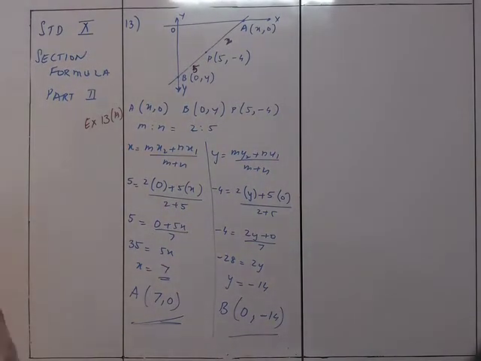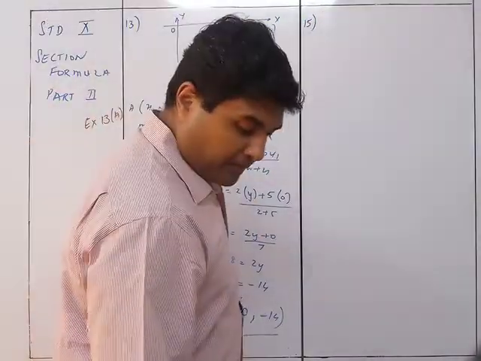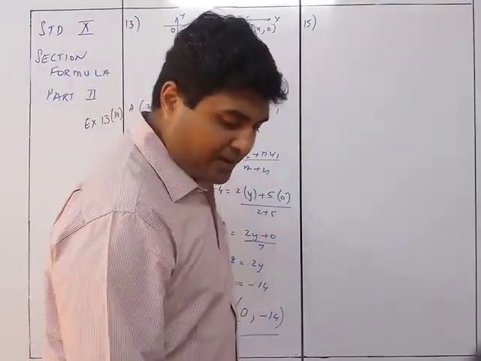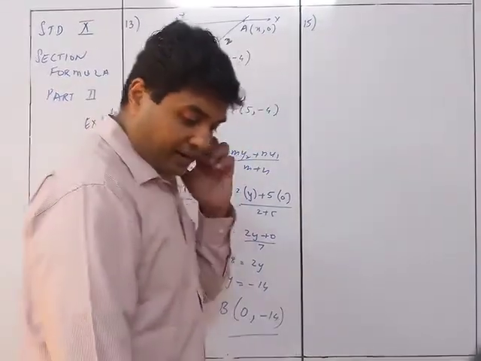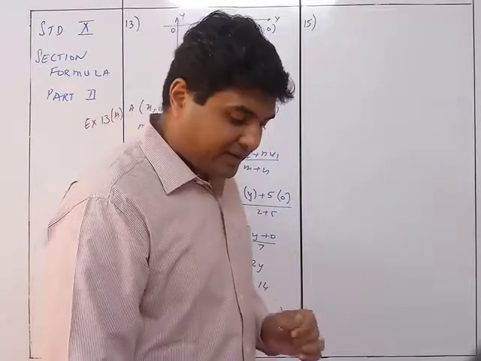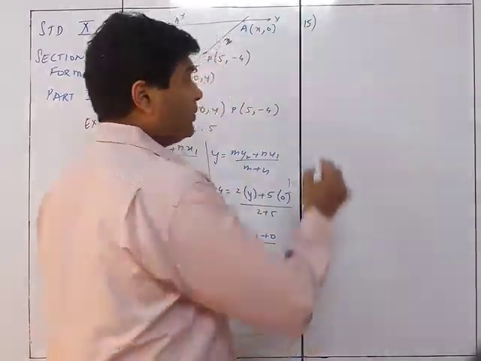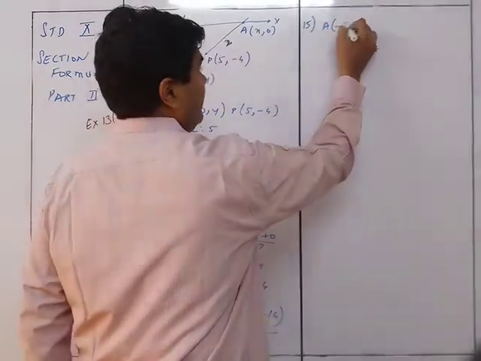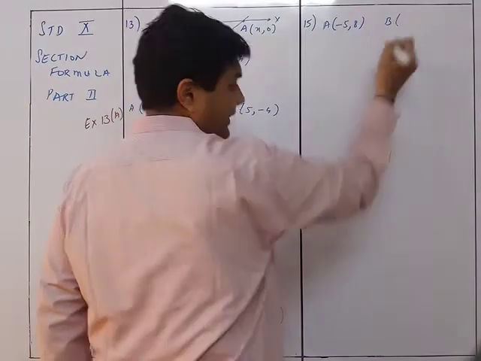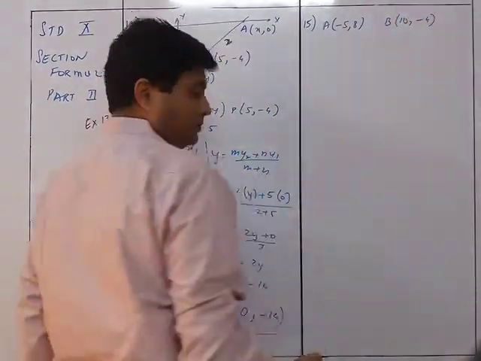Okay, so now we move on to sum number 15. Show that the line joining the points (-5, 8) and (10, -4) is trisected by the coordinate axes. So you got over here A as (-5, 8) and B as (10, -4).